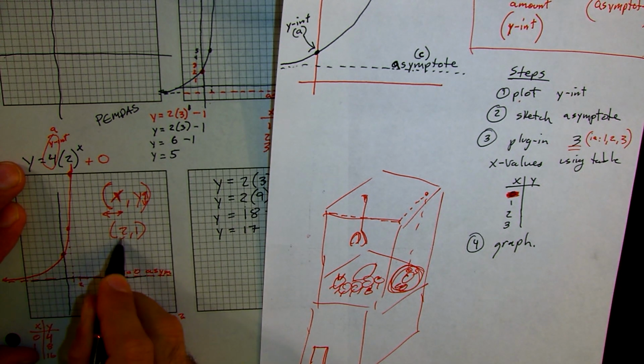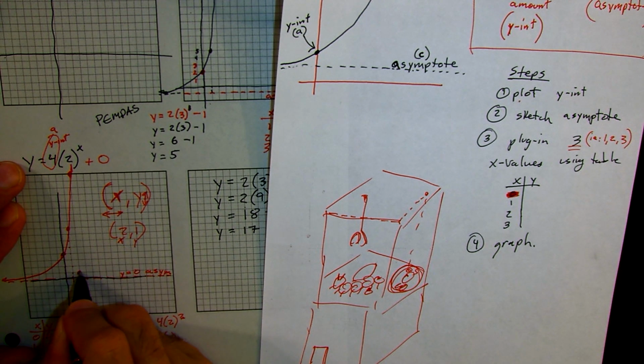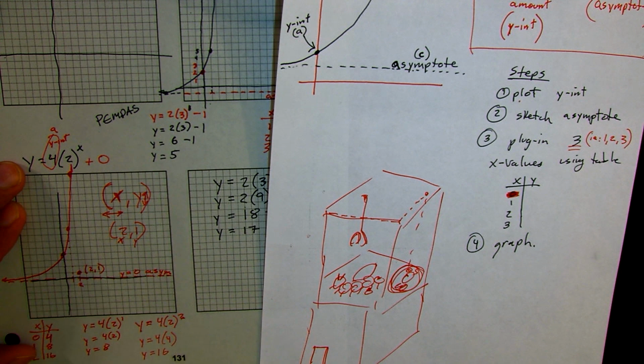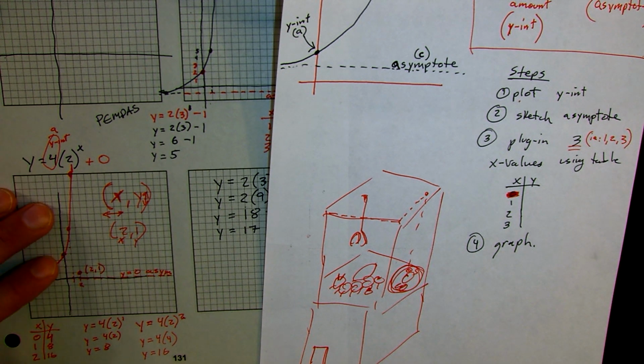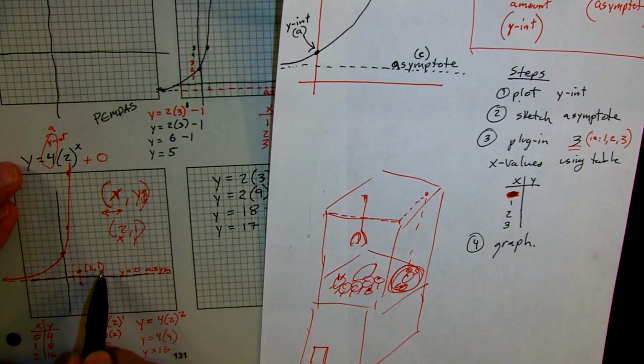So when I'm plotting these points, if I just wanted to plot 2, 1, I go over 2 for x. I go up 1 for y. And I get this point right here at 2, 1. We're going to have more practice with this. That's the claw machine, that's what it's called.